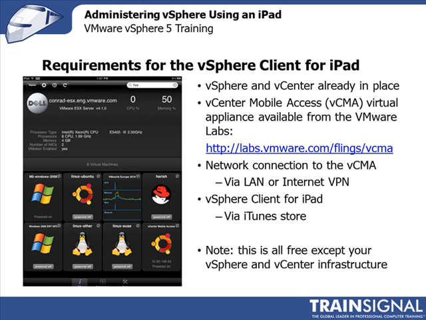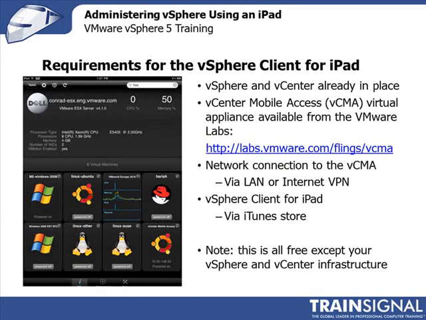But something else you'll need is a network connection to the vCMA server. And that could be either via the local LAN, let's say you've got your iPad on the local LAN, or if you're out on the internet, say you're at the local coffee shop and you want to use the vSphere client for the iPad to check on your vSphere virtual infrastructure, very likely you'd want to use a VPN through the iPad client to a VPN server that you have on the internet to get access to your local LAN to use the vSphere client.